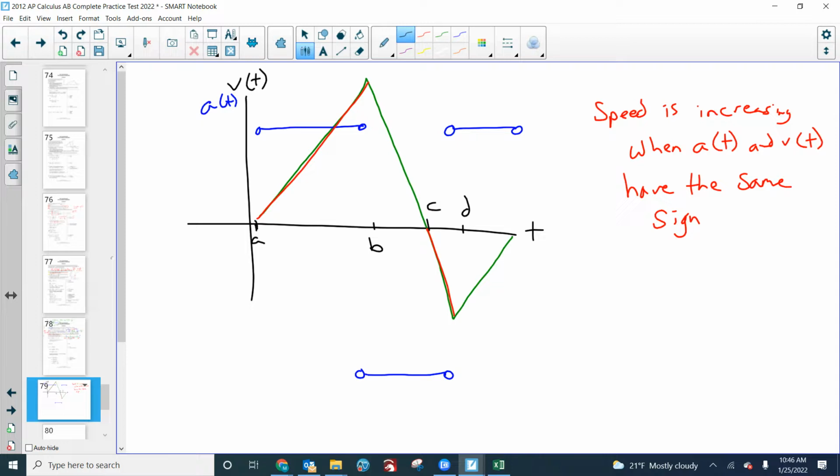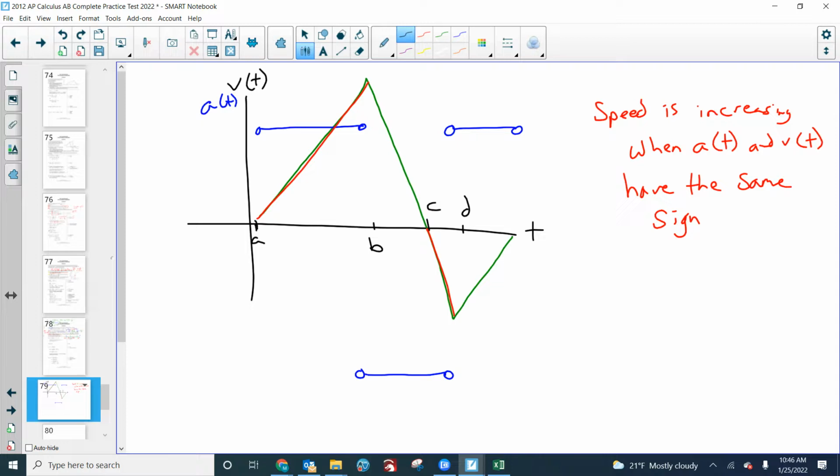What about, let's make a rule. If the graph is moving away from the t-axis, it's either positive and going up or negative and going down. The object's speed is increasing. Would you agree with that? If it's positive and going up or negative and going down. Right?